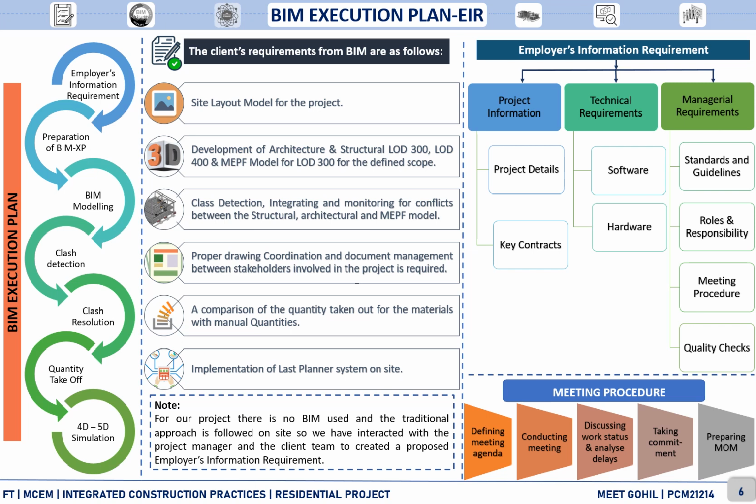Talking about the employer's information requirement, it consists of three major categories. Number one, project information. Second is technical requirement, and third is managerial requirement. Project information consists of project details and key contracts used for the project throughout the stakeholders. Technical requirements such as software and hardware are defined and generalized throughout the project in order to create a common data environment in the project.